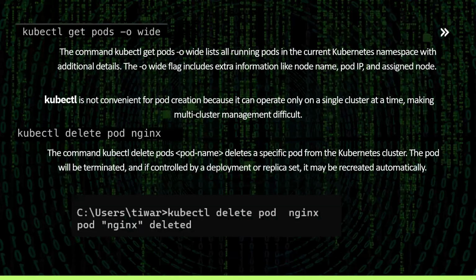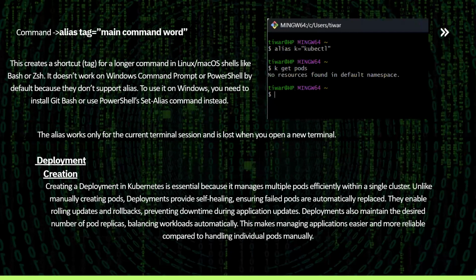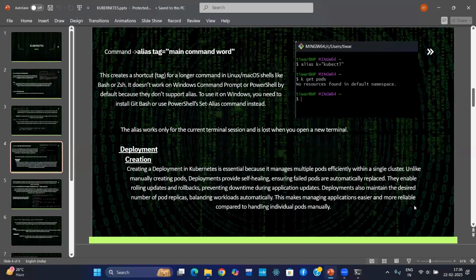So what is the drawback of kubectl? Normally on a single cluster pod creation, like I explained, if we delete any pod, then the automatic creation of the next pod is not done, and the load of this pod will be distributed among multiple pods, and that will cause a problem on your service which you have provided to someone. The service I'm talking about is the cloud service. So here is another slide on the alias tag and main command word.